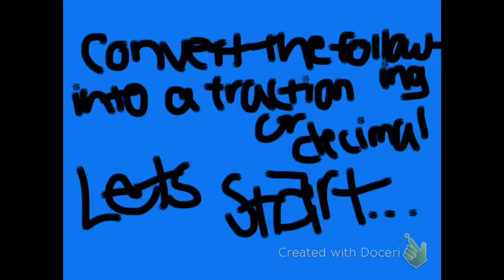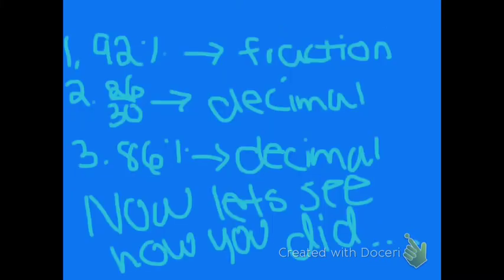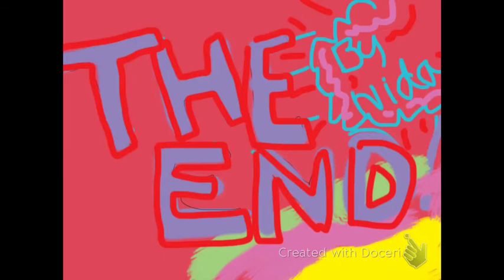Convert the following into a fraction or decimal. Let's start. Number 1, 92% into a fraction. Number 2, 26 over 30 into a decimal. Number 3, 86% into a decimal. Now let's see how you did. Number 1 is 46 over 50. Number 2 is 0.87, and number 3 is 0.86. The end.